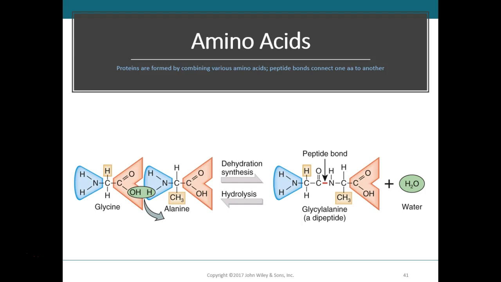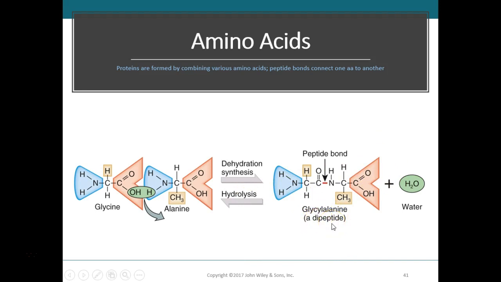Now, as I mentioned, amino acids are the monomers that are going to form proteins. So the individual little amino acids all hook together, and when they do, they form peptide bonds. The bond that holds two amino acids together makes a dipeptide. A dehydration synthesis reaction removes water and creates a peptide bond. So now we have that glycine and that alanine hooked together, forming a dipeptide.